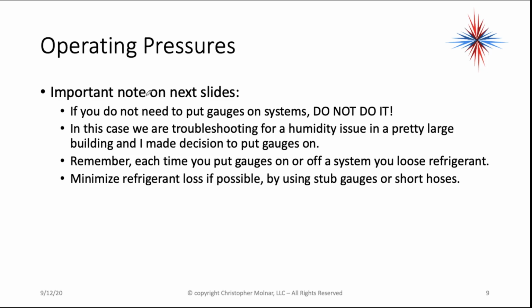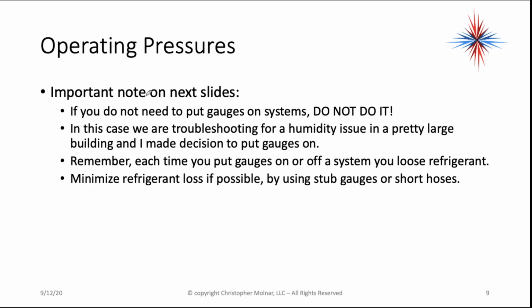If you do not need to put gauges on a system, do not do it. In this case, I'm troubleshooting a humidity issue, which has a lot to do with pressures and temperatures, and it's a pretty large pressure building, so I made the decision to put gauges on. Remember, each time you put the gauges on or off a system, you lose refrigerant. Minimize refrigerant loss if possible by using stub gauges or very short hoses.